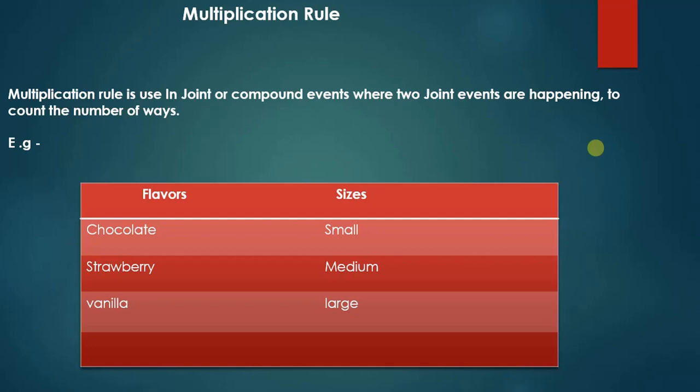Everyone. So today we are going to discuss the multiplication rule. As we know, multiplication is a faster way to count things. Instead of writing 2 plus 2 plus 2 five times, we can just do 5 times 2, which equals 10.